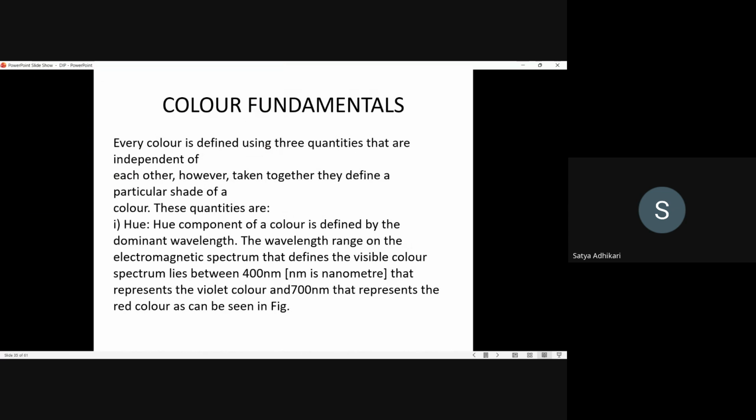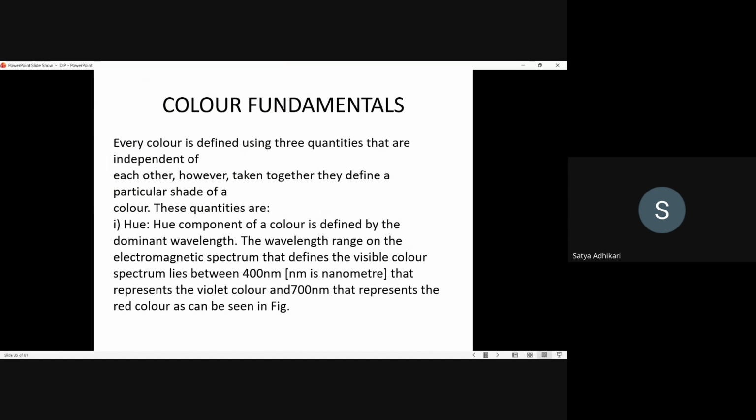How different colors are formed. Every color is defined using three qualities that are independent of each other. However, taken together, they define a particular shade of a color. You know that our basic colors are RGB: red, green, and blue. Other colors are formed by a combination of these three primary colors in different ratios.